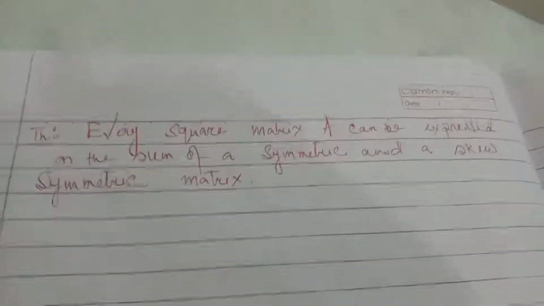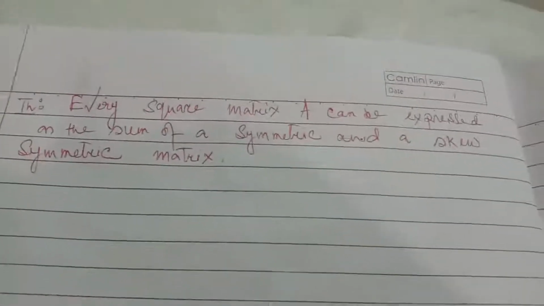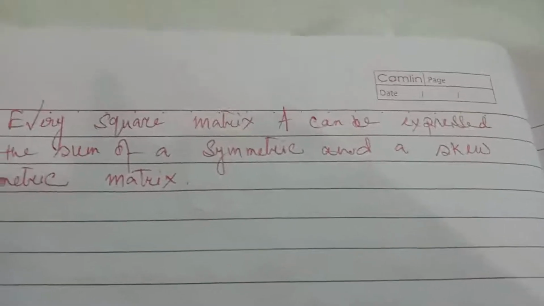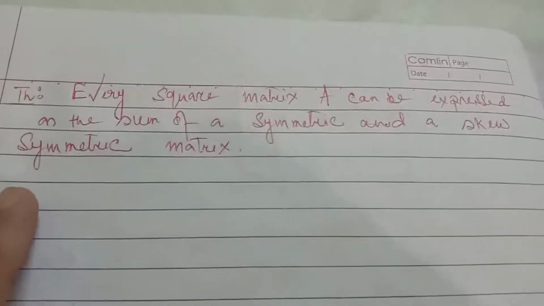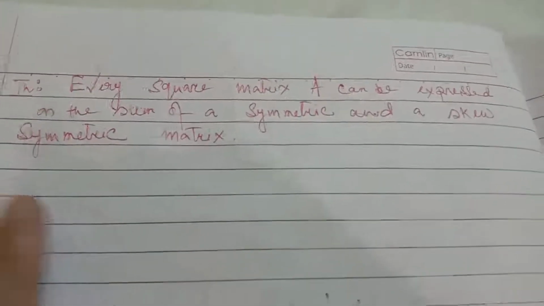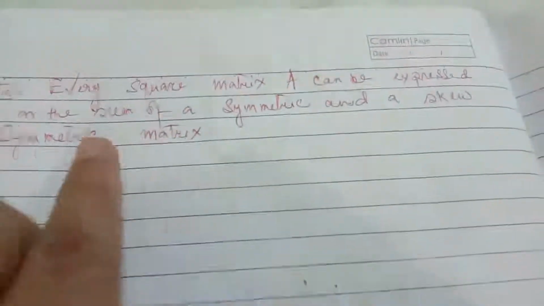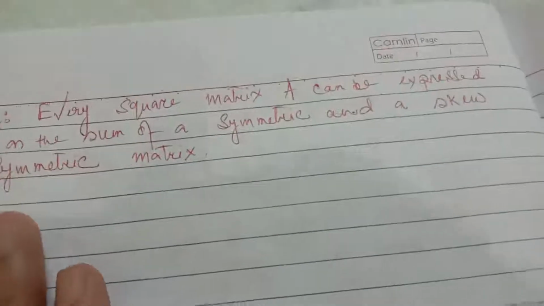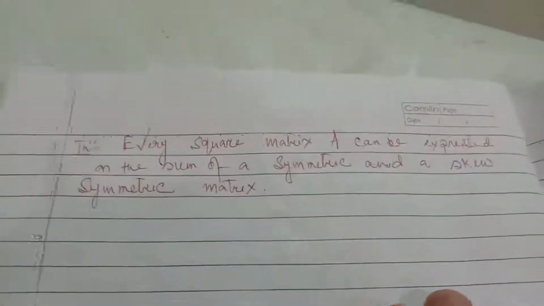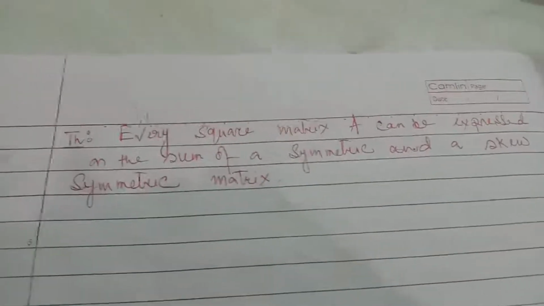Next, a very important theorem. Every square matrix A can be expressed as the sum of a symmetric and a skew symmetric matrix. Every square matrix can be expressed as sum of two matrices. One is symmetric and the other is skew symmetric matrix. It's a very important theorem.